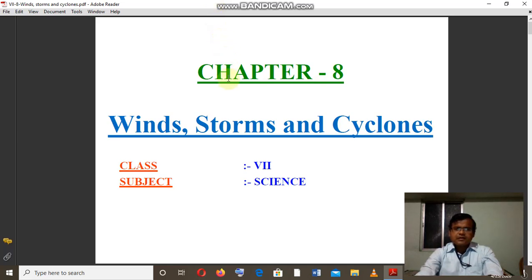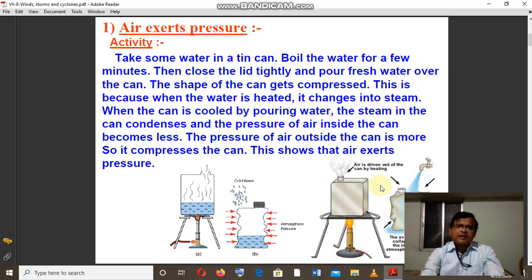Let's discuss Chapter 8, Winds, Storms and Cyclones. Air exerts pressure. For this we can take various activities.